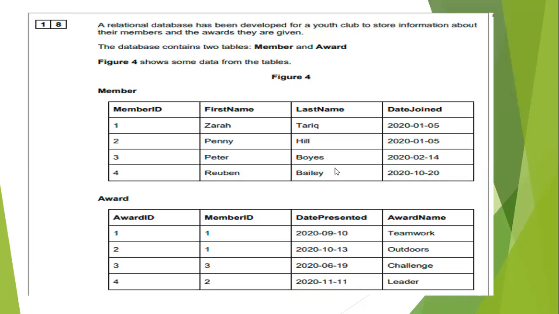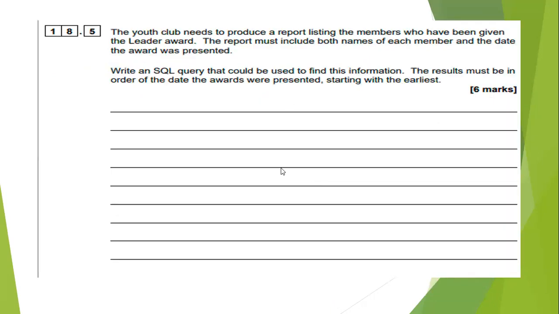Now see this question. Now go through this question. Okay, these tables have been shown again. Now see. The youth club needs to produce a report listing the members who have been given the leader award. The report must include both the name of each member and the date the award was presented. So write an SQL query that could be used to find this information. The result must be in order of the date the awards were presented, starting with the earliest.